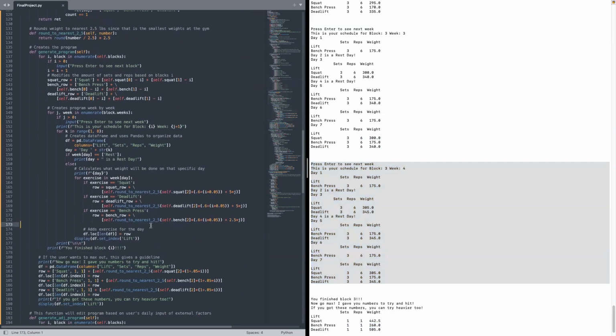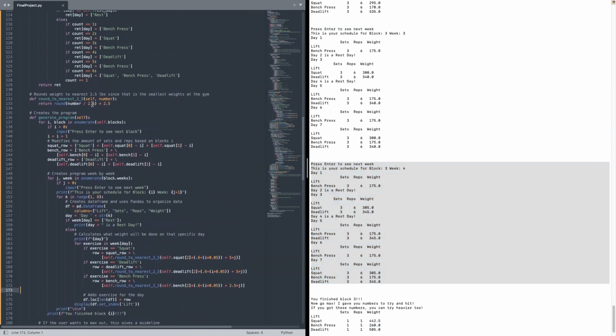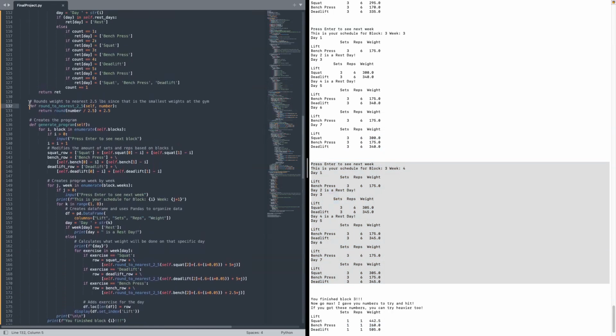And going back to my code, I made a function that will round numbers to the nearest 2.5. So as you can see here, all the numbers for the weight are in increments of 2.5 pounds. The reason I did this is many gyms don't have weights smaller than 2.5 pounds. If I weren't implementing this function, then I would get numbers such as 174.25 pounds. And that's just not ideal because a lot of gyms don't have those weight increments. So that's why I did that.